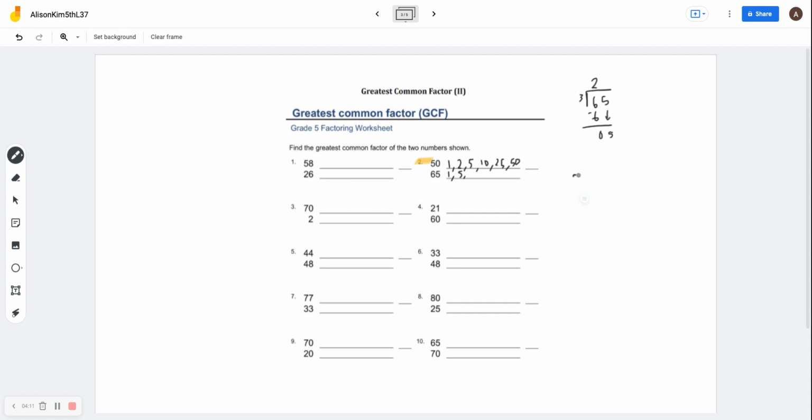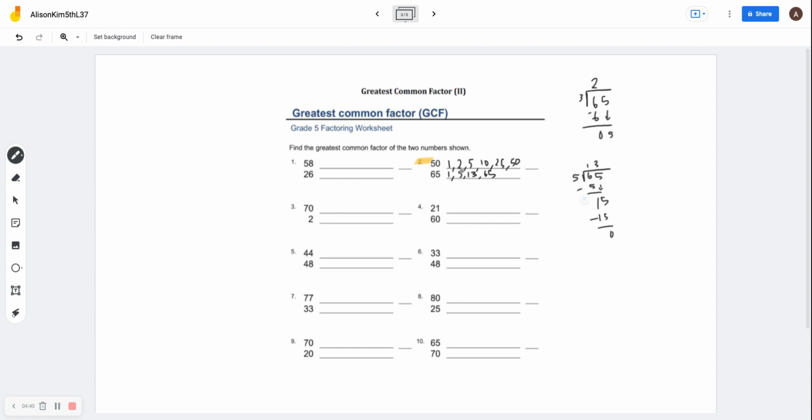And let's try it out. 5 goes into 65. 5 can go into 6 once. 6 minus 5 is 1. Bring down the 5. 5 can go into 15 3 times. 15 minus 15 is 0. We're left with no remainders, so we put 13. And we said that 1 times itself is always going to be a factor, so we're going to put 65. And that looks like that's it for the factors of 65.